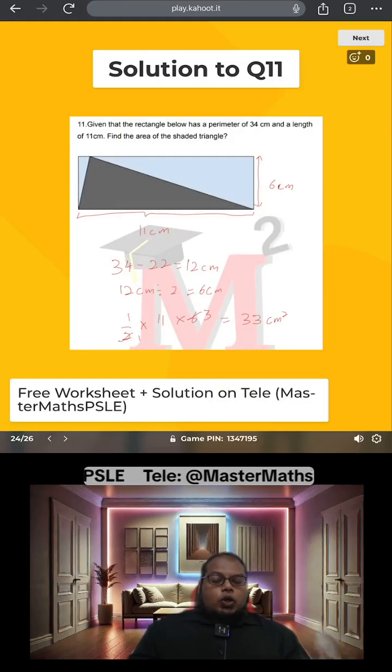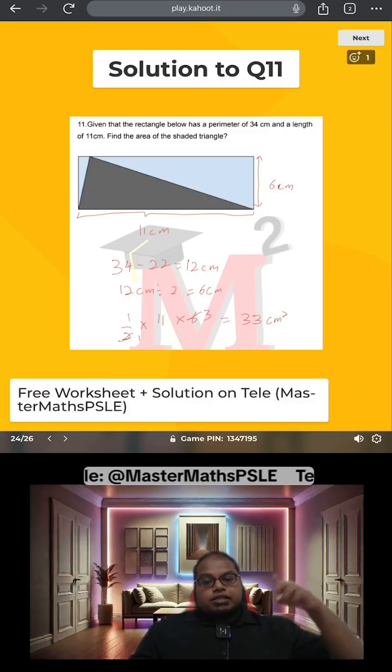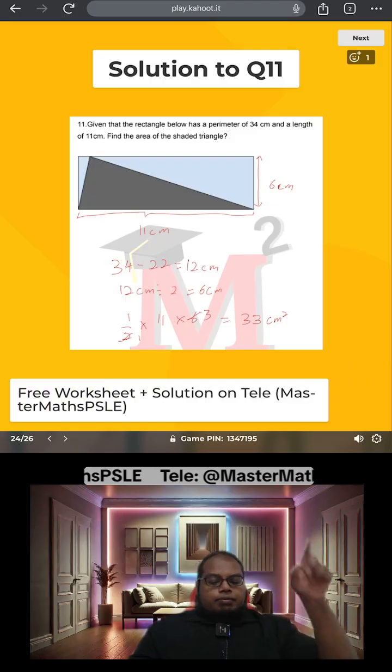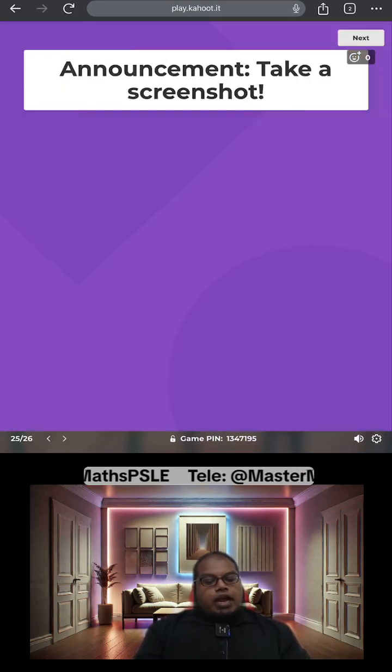Alright, yes. So when we solve for the breadth, we'll get 6 cm. 34 minus 22 is 12 cm. 12 cm divided by 2 is 6 cm. So you know now that the breadth is 6 cm. So half times 11 times 6. Again, the 6 you can cancel with the 2. So 11 times 3 and we will get 33 cm².